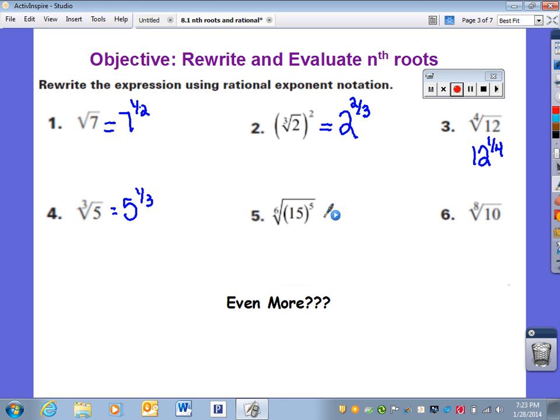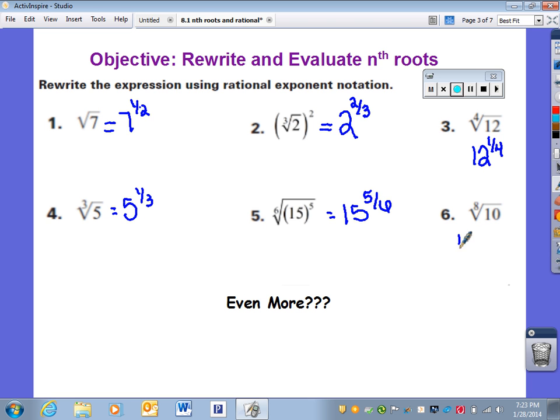In the next example, we have the 6th root of 15 to the 5th power. We keep the base, which is 15. The exponent is 5, which becomes the numerator, and the denominator is our root, which is 6. So that's going to be 15 to the 5/6 power.